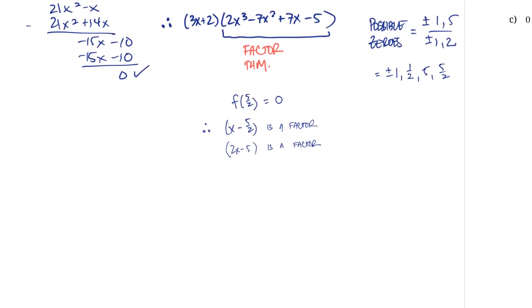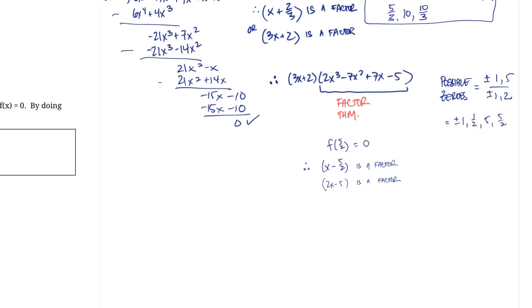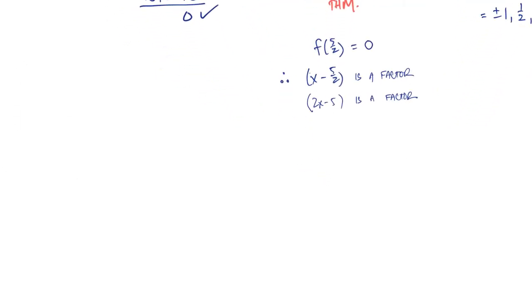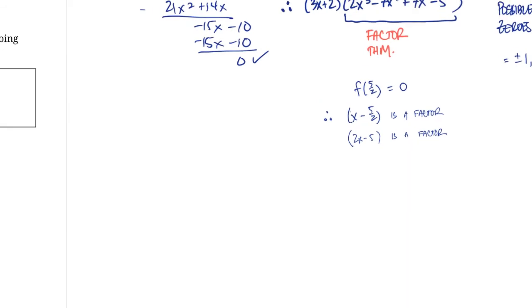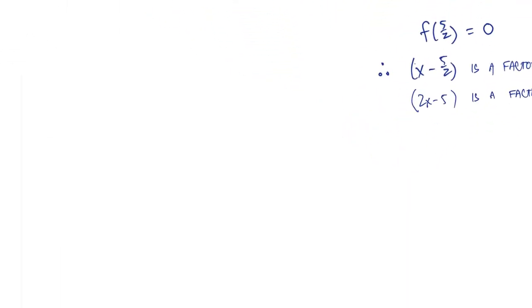Okay? So because we know that that's a factor, we can do the division again, right? So let's do the division. I'm going to do the same thing I did as last time. I'm going to divide by this. But just to change it up, I'm going to use synthetic division this time because I want to show you both ways to do it.